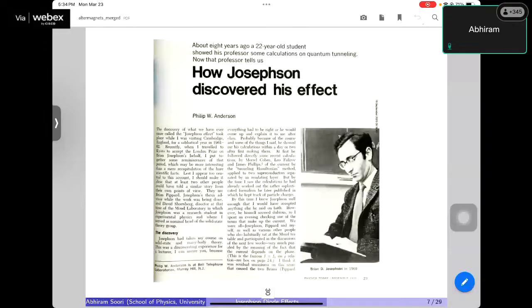So the Josephson effect was actually discovered by Josephson. This is a very nice Physics Today article that you can find on the internet, written by Philip W. Anderson. Josephson was a PhD student, just 22 years old, when he came up with this prediction of the Josephson effect.